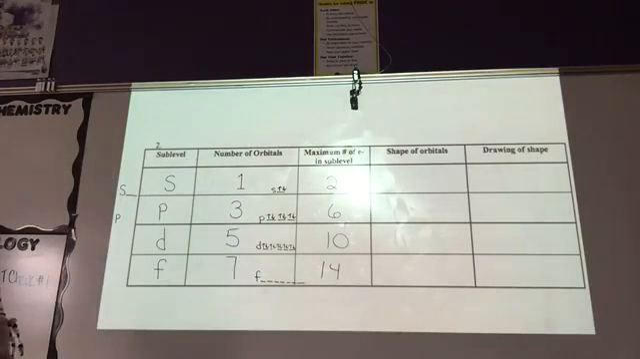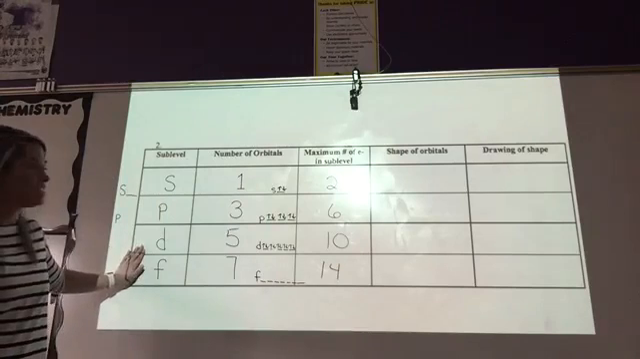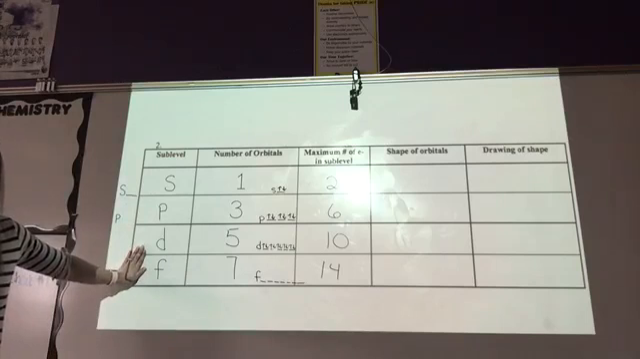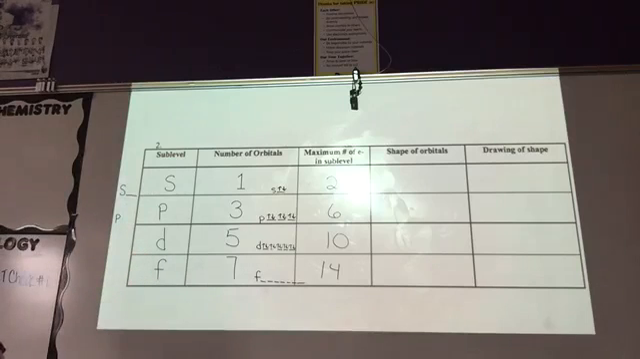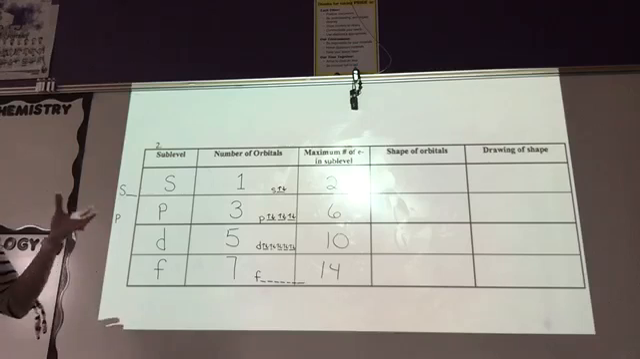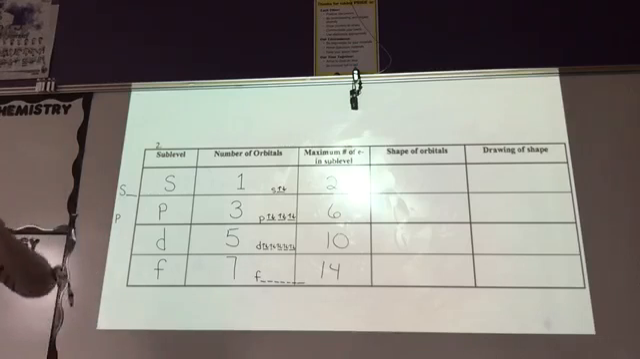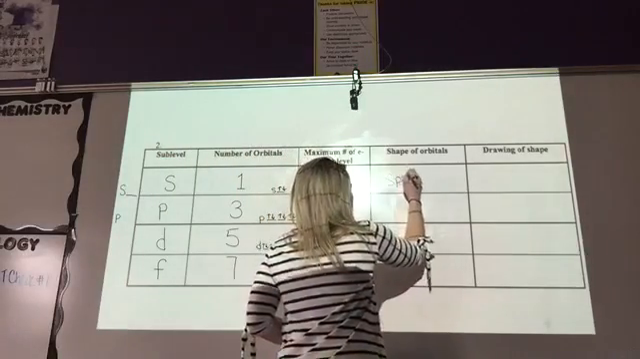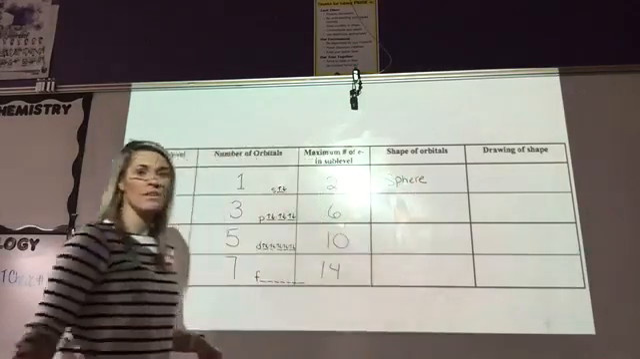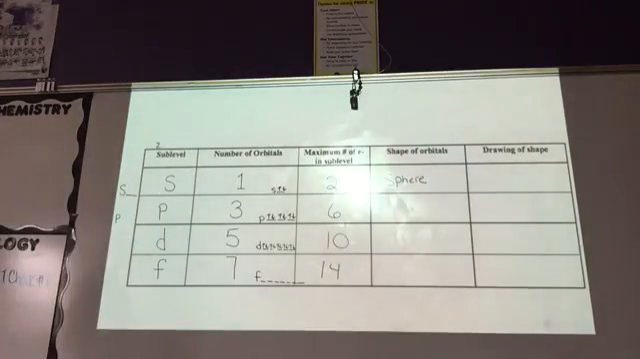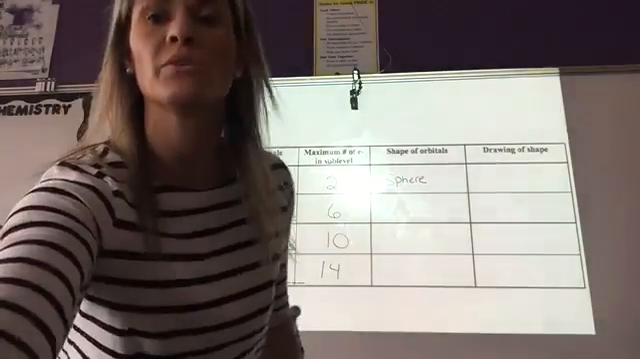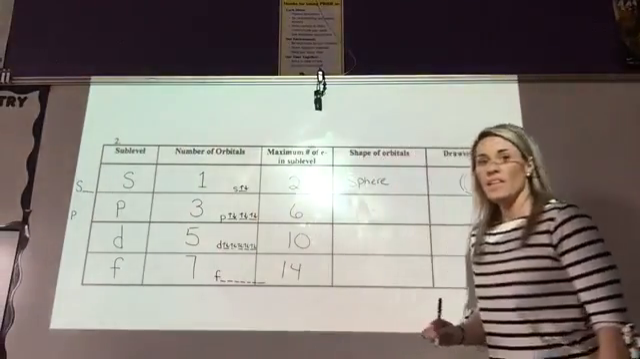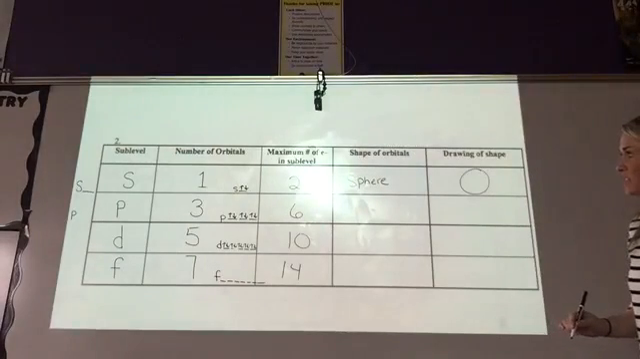Okay? So what is this SPDF stuff telling us? It's telling us the shape of the 3D locations where these electrons are actually going to be placed. So if you think of an S sublevel, the electrons are going to be found in some sort of spherical 3D location. So we're going to put shape of orbital as a sphere here. So sphere, we're just going to put a little round sphere here. That's the shape of the orbital for the S sublevel.